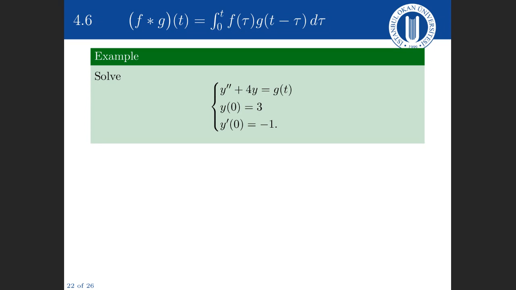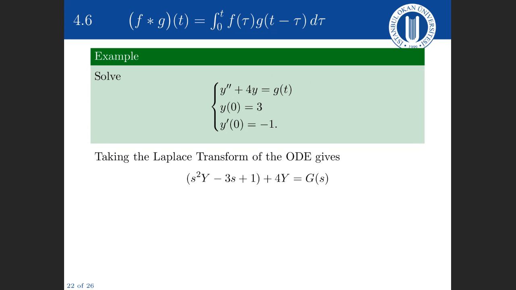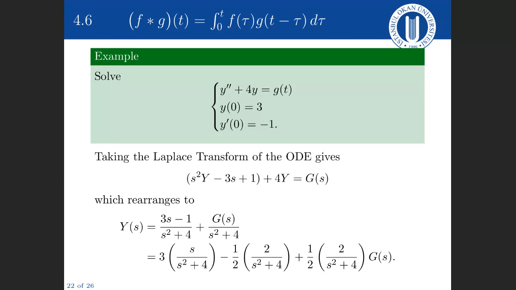We can use the convolution integral to solve initial value problems. Solve y double prime plus 4y is equal to g of t for any function g of t, with the initial conditions y of 0 is equal to 3, y prime of 0 is equal to minus 1. So let's proceed as we usually do. We take the Laplace transform of the differential equation and we rearrange to find capital Y.